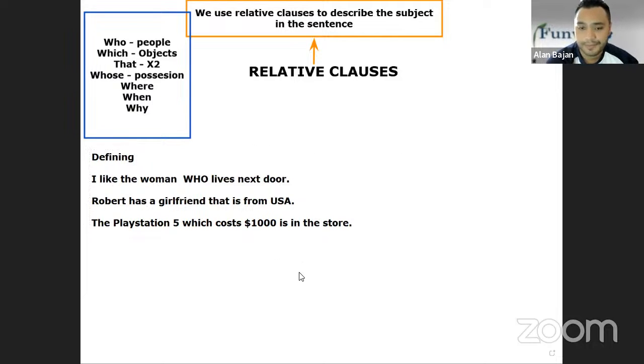Defining clauses. Again, defining clauses class. All the information is important. There is no extra information here. Okay? I cannot delete anything, but I can omit, in some cases, the relative pronouns. In some cases.